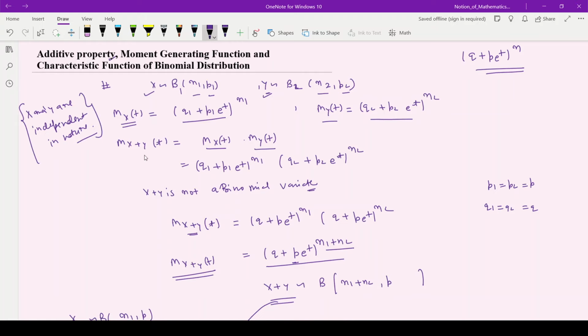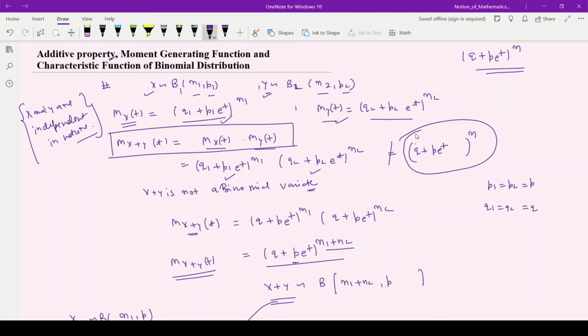So for that particular property we have that the M.G.F. for X plus Y is the M.G.F. for X into the M.G.F. for Y. What I have done here is just utilize the value of M_X(t) here and the value of M_Y(t) here. But students, we cannot write it as (q + p e^t)^n. Something like this form is not created here. That is why I am saying X plus Y is not a binomial variate, but under certain conditions it will be a binomial variate. So what is that condition?